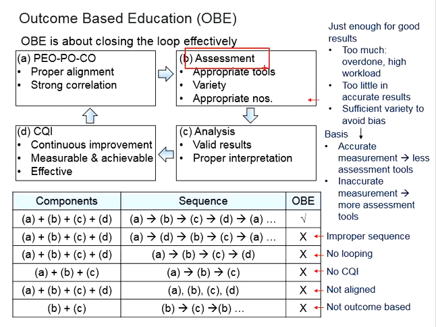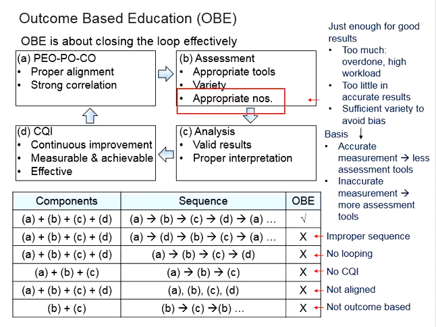You will have to first ensure this whole thing is well established. Next, when it comes to the assessment, you will need appropriate assessment tools in order to determine the attainment at different levels of the outcomes. Use the right tool to do the right measurements. Second, you will require a variety of tools so that it covers a broader perspective, is not biased, and gives you more reliable results. Third, you will require an appropriate number of assessments.